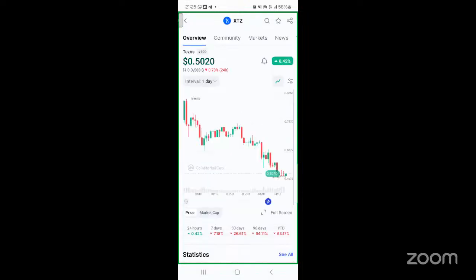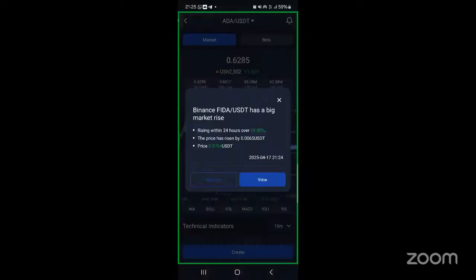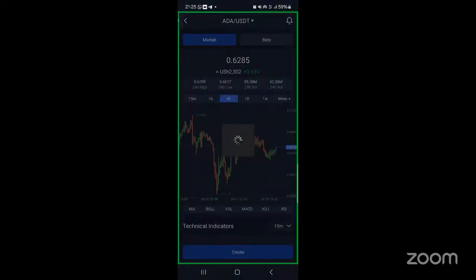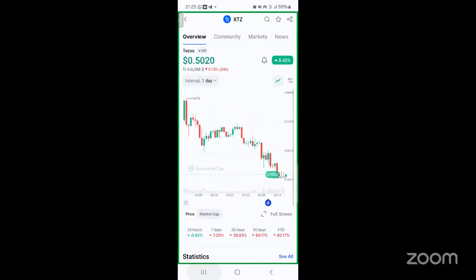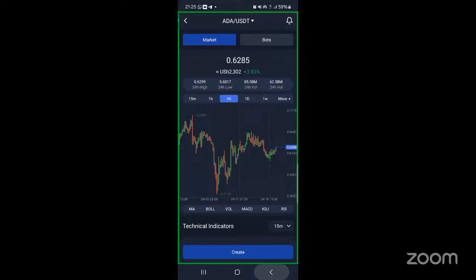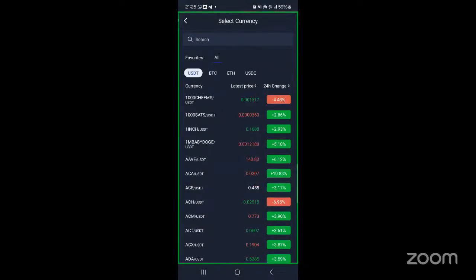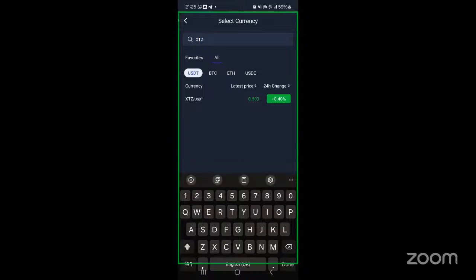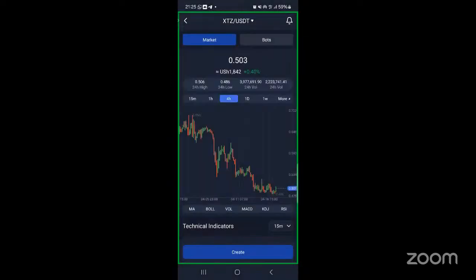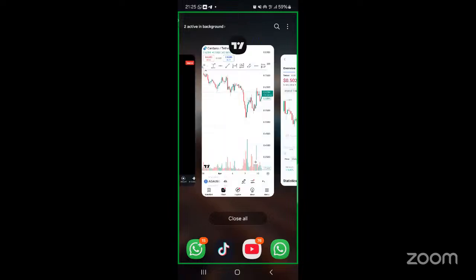I don't know if it is there in Binance, in the Loyal Queue. I've never seen this one. Let me search for it. It is called XTZ. So I search for XTZ. Yes, it is there in Loyal Queue. So I'm going to measure XTZ. Now the coins are down.